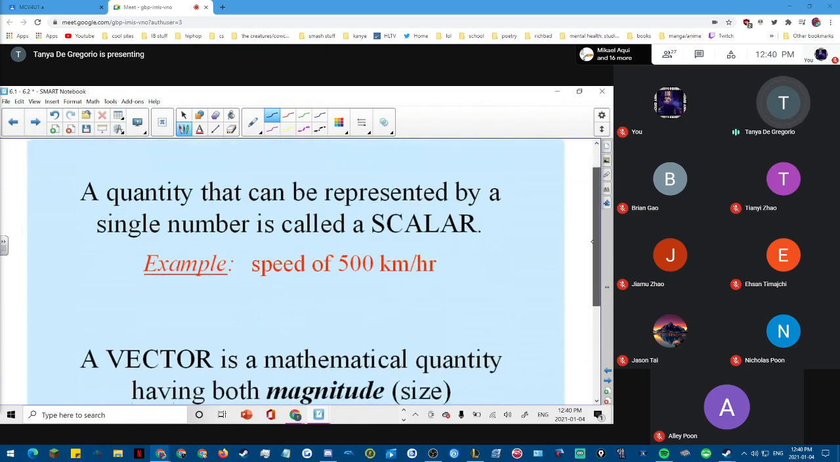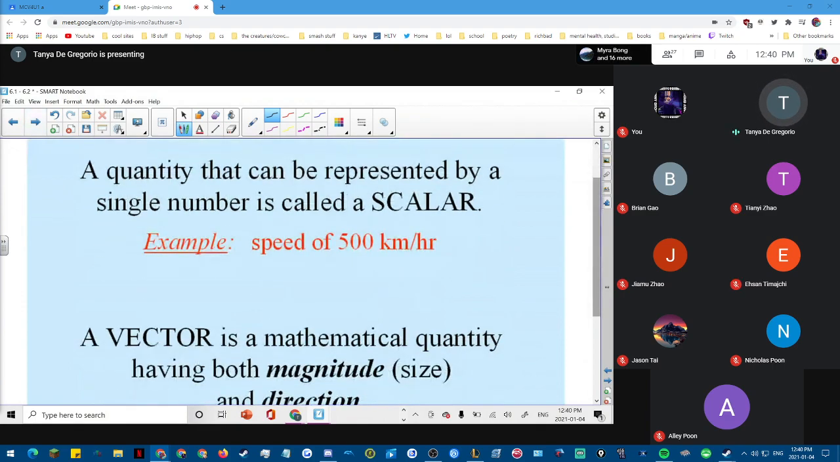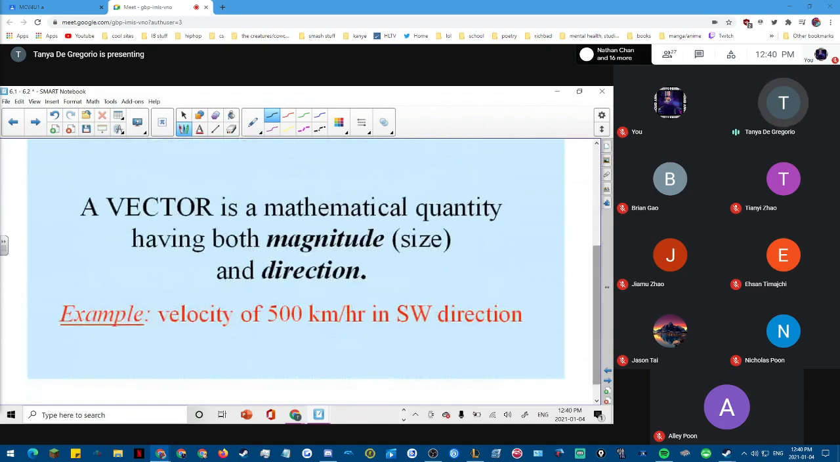A quantity that can be represented by a single number is called a scalar. For example, when we talk about speed, we say 500 kilometers per hour. We don't care about the direction, and so that's called a scalar. A vector is when we're talking about a quantity and direction, so the magnitude, the size, and the direction. If you're talking about velocity, you're not going to just say 500 kilometers per hour. You're going to give a direction, so 500 kilometers per hour in a southwest direction, which means 45 degrees between south and west. That's the difference between a scalar and a vector.